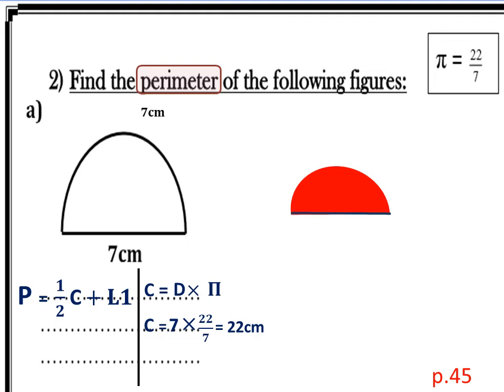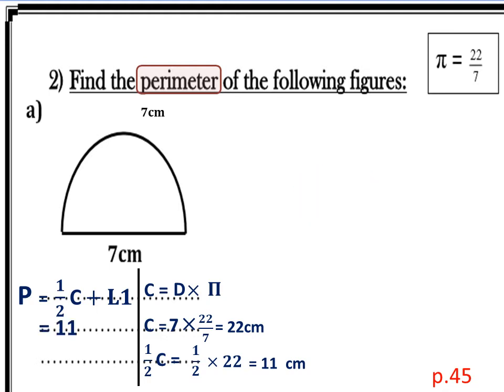Now do we need all the circumference or half the circumference? We need half the circumference. So half times 22, or half times the circumference, which is 11. 22 over 2 equals 11 centimeters. And now let's find the perimeter. So P equals 11 plus the line 1, which is 7. 11 plus 7 is 18 centimeters.